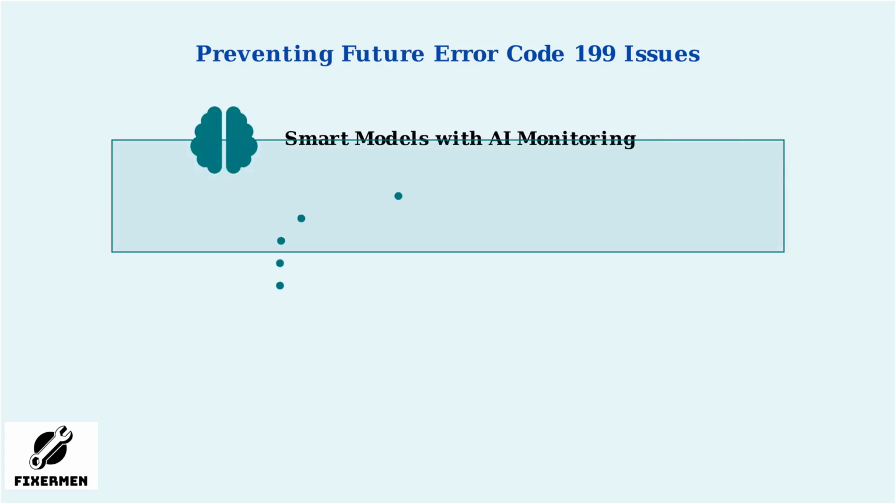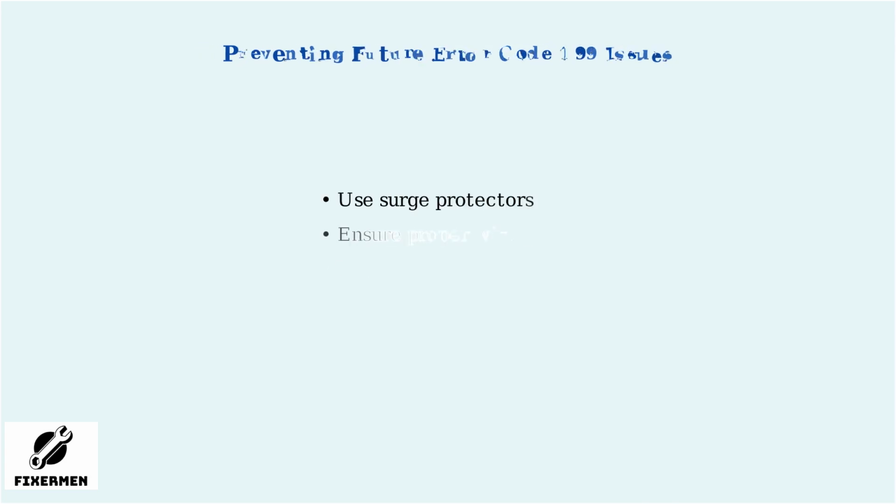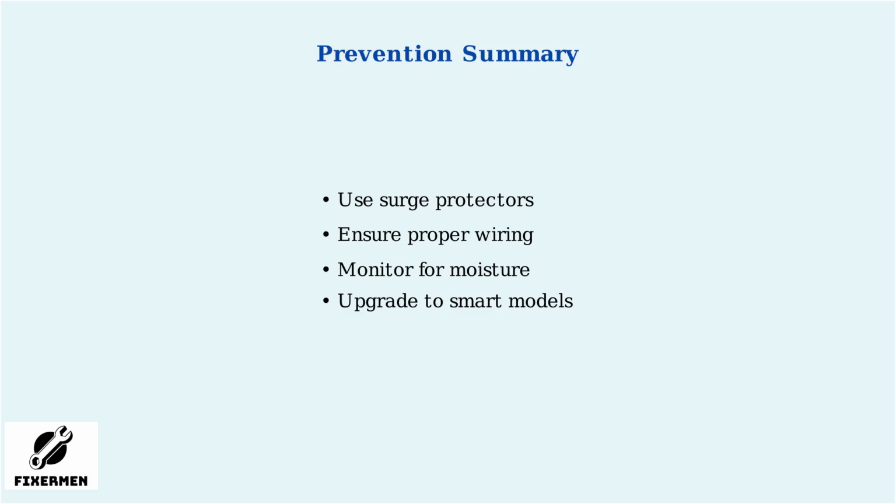Many newer toilet models now include machine learning algorithms that monitor usage patterns and predict potential issues before they cause error code 199. These smart features can alert you to maintenance needs and perform automatic adjustments to prevent errors. By implementing these preventative measures, surge protection, proper wiring, moisture checks, and using smart toilet technology, you can significantly reduce the likelihood of encountering error code 199 again, extending your toilet's lifespan and avoiding costly repairs.